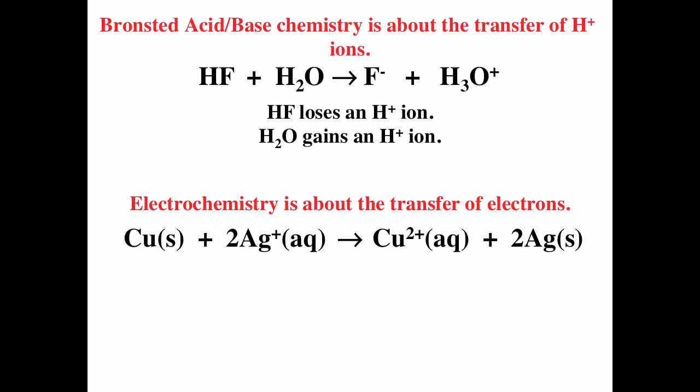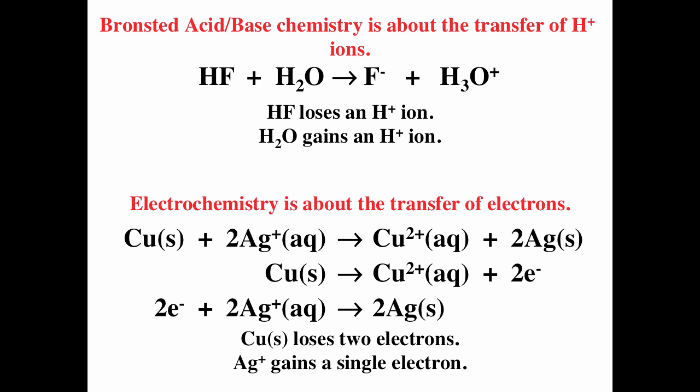In electrochemistry, or electrochemical reactions, we have a transfer of electrons. In the reaction copper plus silver ions going to copper ions plus silver metal, notice that the silver ions are going from plus to silver metal. Each silver ion is gaining an electron. Each copper metal atom is losing 2 electrons. We refer to the copper going to copper 2+ as oxidation, losing electrons. We refer to the silver+ ions going to silver metal as reduction. The silver is gaining electrons.